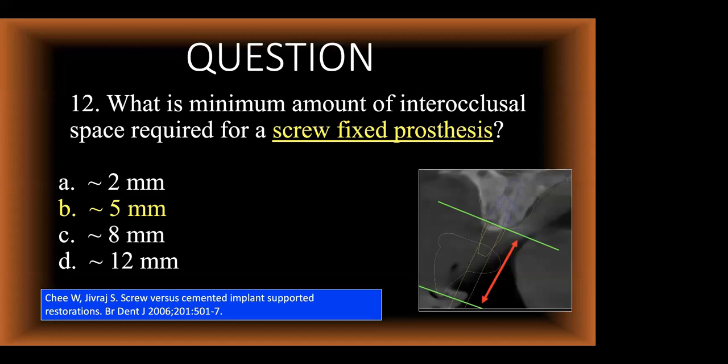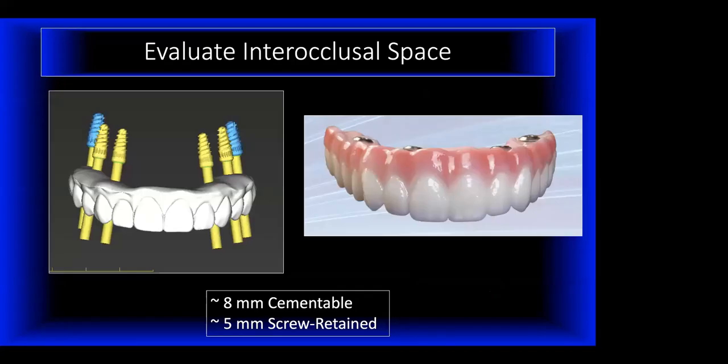So ideally, when you get down into the 4 and 5 millimeters of interocclusal space, not only do you have to worry about technical complications such as screw loosening or fracture, but you also have to look at aesthetic issues. So it is true a screw retained prosthesis needs a lot less, but you have to be very careful. And with the advent of monolithic zirconia, it has really decreased the amount of space, but again, we still need the aesthetic aspect of it. So this is what the literature states, about 8 millimeters or 5 for a screw retained.